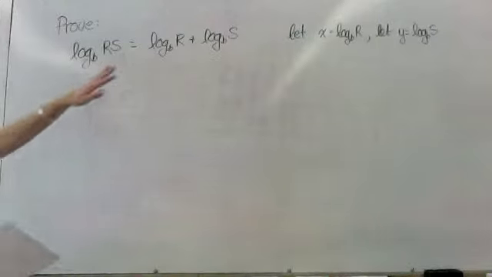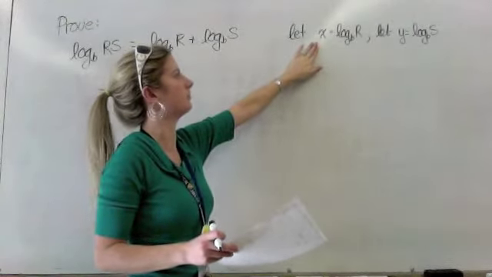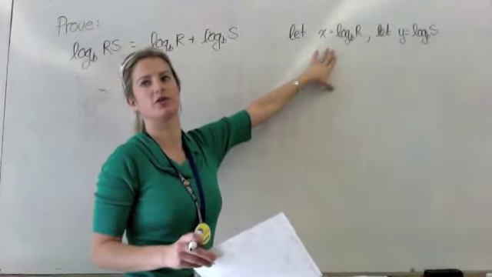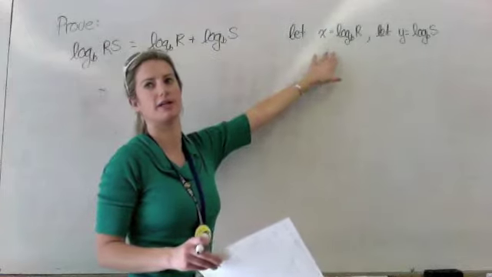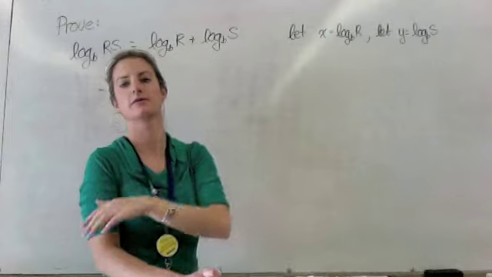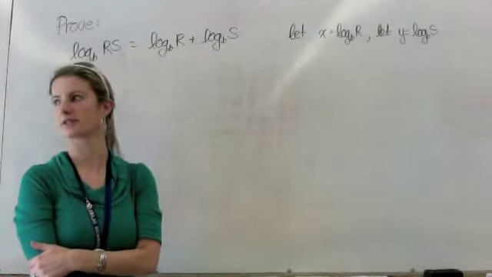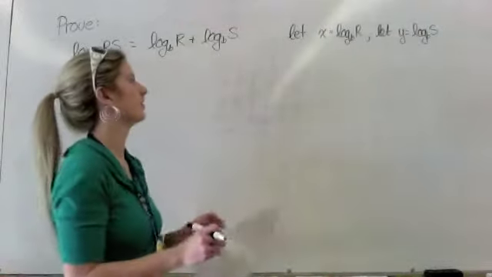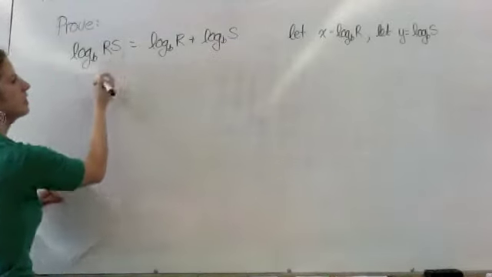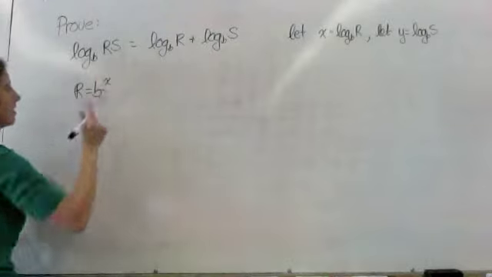Okay, so now I want to take these two things right here and write them in exponential form. How can I rewrite this in exponential form? It's in log form right now. This right here, x equals log base b of r. Rewrite it in exponential form. Yes, Ryan? Very good. So I'm going to come over here. I probably should have put this directly under. So I can rewrite this as r equals b to the x, or b to the x equals r.